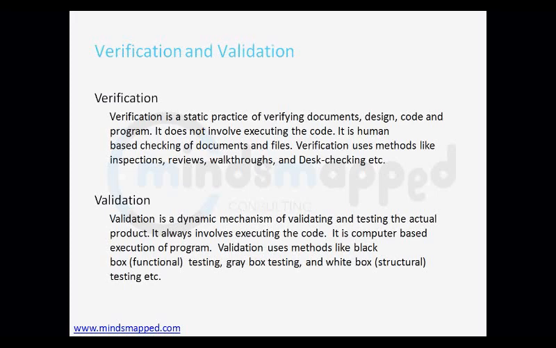So in project perspective, verification is a static process of verifying documents, design documents, codes and programs. So what all codes have been written. Here we are not executing anything. In the definition I mentioned, it does not involve any code execution. It's a human based checking of documents and files, verifying using methods like inspections, reviewing, walkthrough and desk checking, right? So we are just inspecting the things, making sure all the components are there or not. While in validation, we are doing the actual testing of the product. So here we are executing the code. We are checking the functional prospect of the application, whether it is working fine or not.